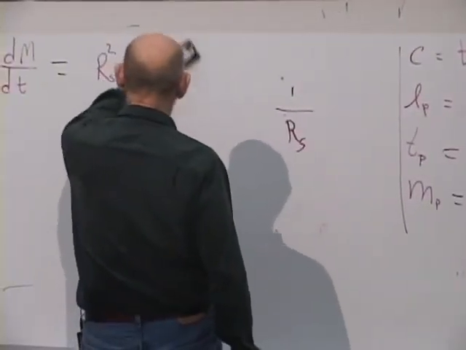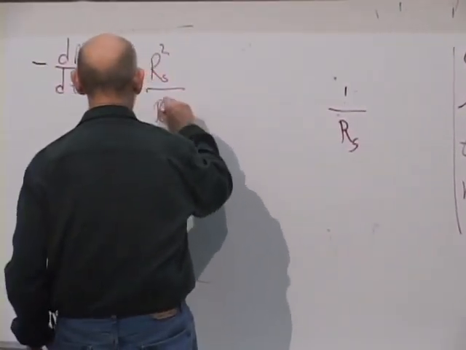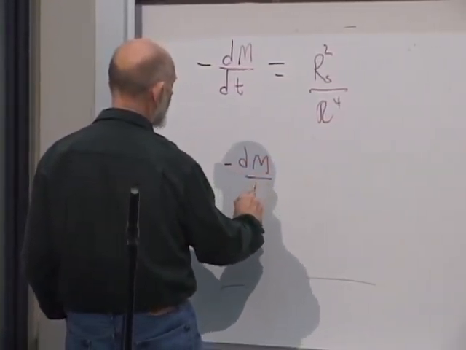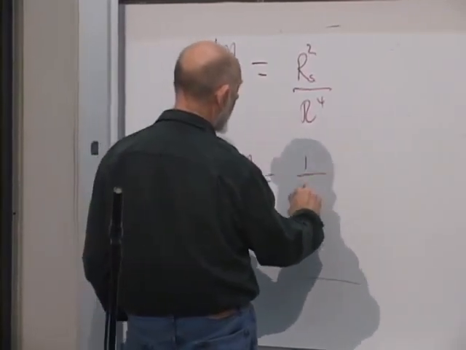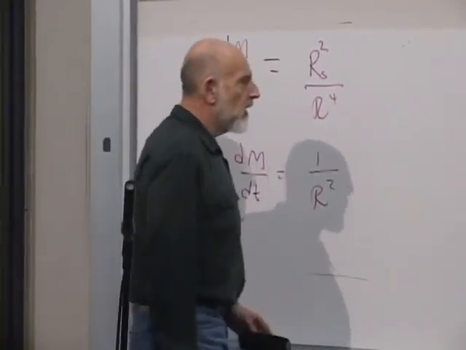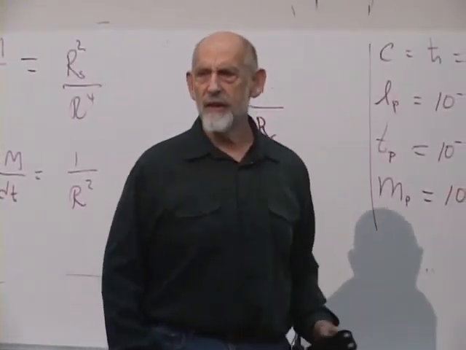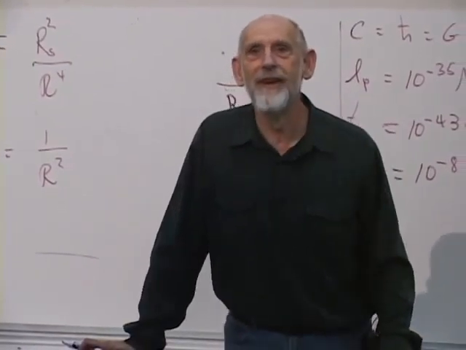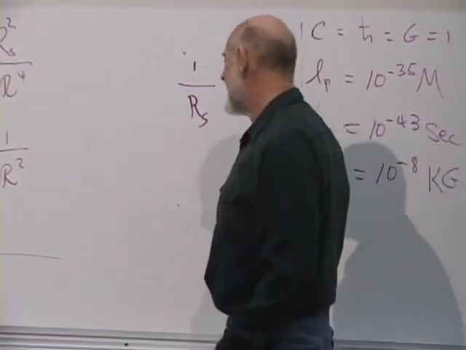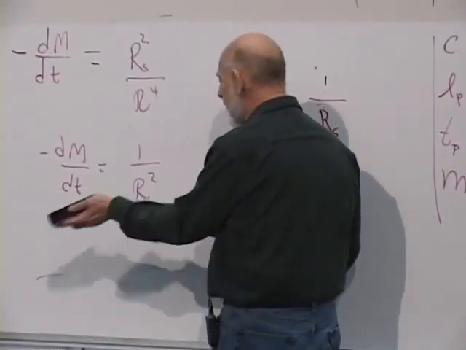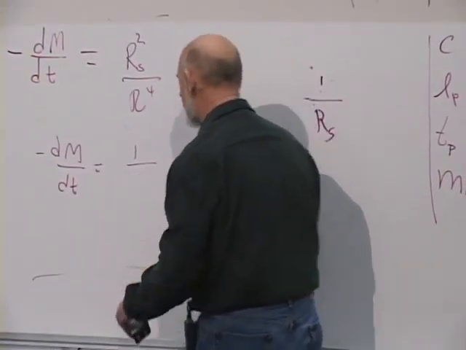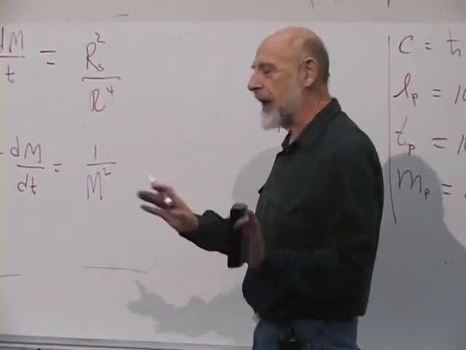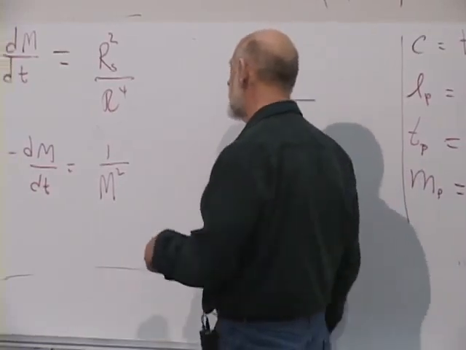And this whole thing just becomes 1 over radius to the fourth, or the rate of change of mass with time is equal to 1 over r squared. Oh, but r is m, isn't it? Yes, because r is 2mG and G is 1, and 2 is 1. So this is also just 1 over m squared. Just remember, wherever you see r, you can put m because they're proportional to each other.